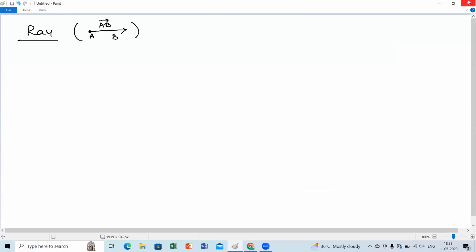Yes, children, give a minute. You can write your own points for ray. Ray: one end is a fixed end, the other end should be extended endlessly. Good. Next one.